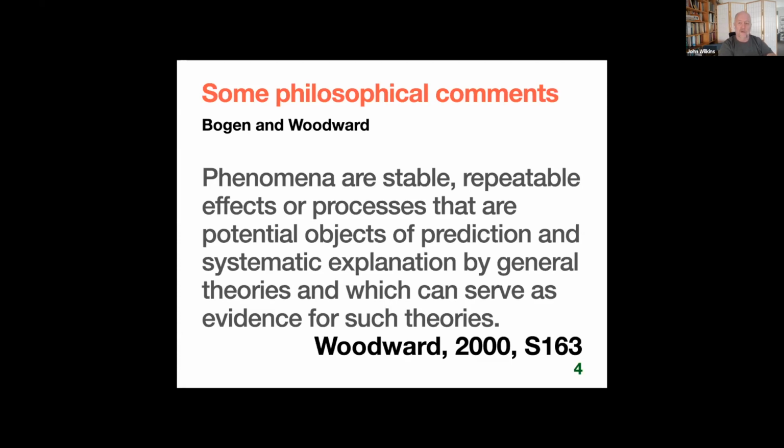So we've got three criteria. One, stability and repeatability. Two, they're potential objects of prediction and explanation. And three, by theories that are supported by the phenomena, which is somewhat circular, but not at all ahistorical. That's pretty much how people have used it. So my question is, what makes something a phenomenon?